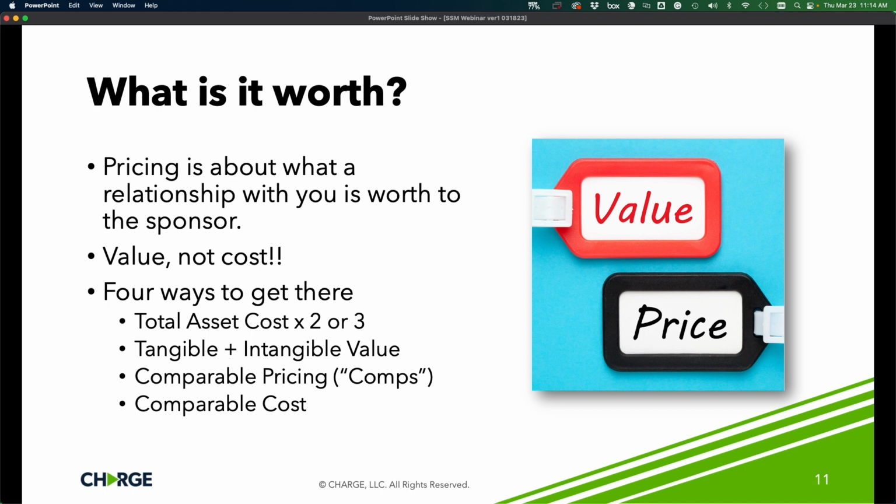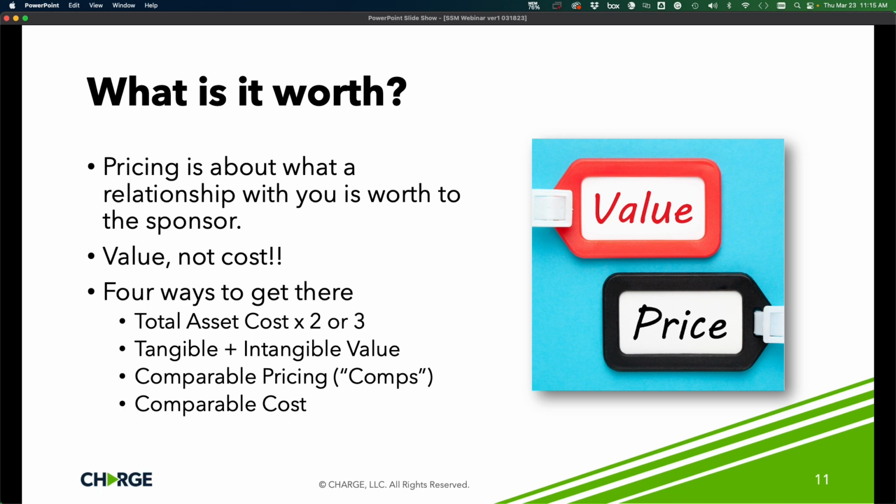But a lot of times I also get a question about pricing in terms of what the sponsorship seller needs. They need sponsorship to fund their operation. They need sponsorship to pay for the costs of putting on an event. And that part of the conversation with a sponsor is irrelevant, because pricing in the conversation with the sponsor is about what is the value to the sponsor, not what you'll do with the money or what you need the sponsorship rights fee for. It's all about value, not costs.